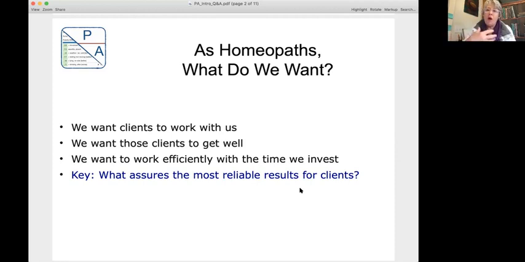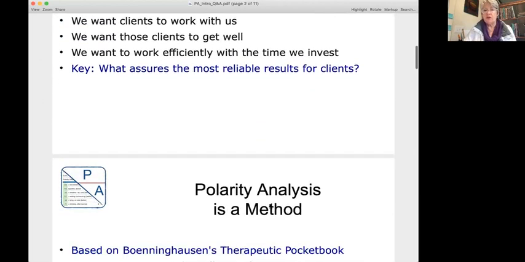So if we want to work efficiently in the time that we're investing, we don't want to be spending all weekend, every weekend, trying to do our analysis of cases from clients that we took cases of during the week. We want to be able to do our work in an efficient way. And so the key question that Heiner was presenting was, what would assure us of the most reliable results for clients? What are the most reliable indicators for people to get better? And how do we do that efficiently?